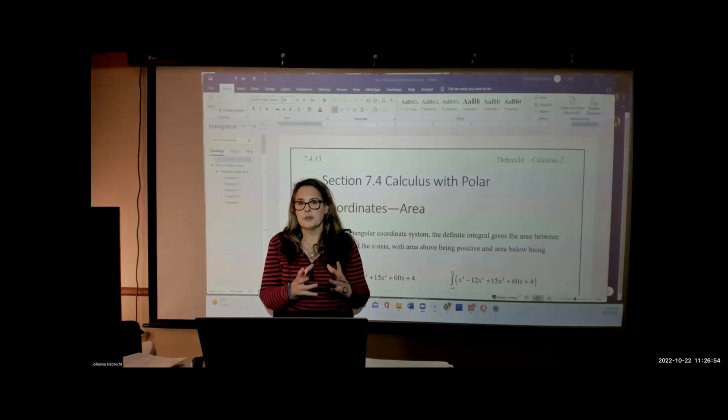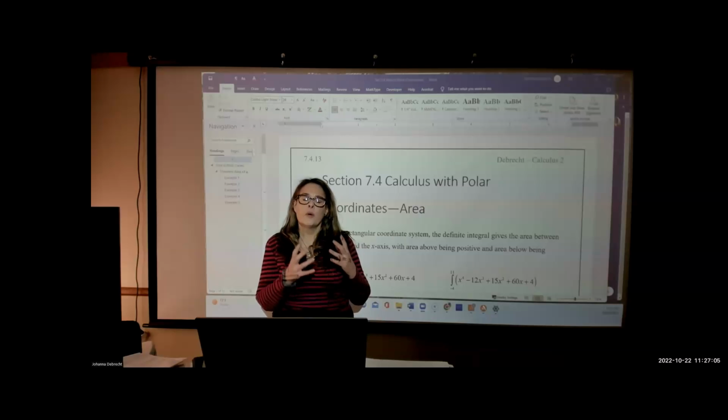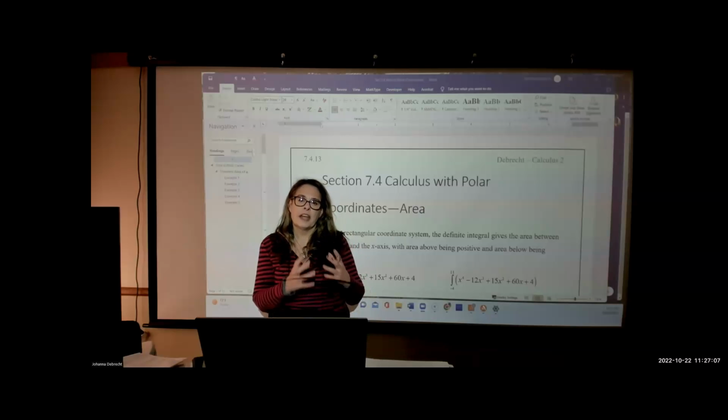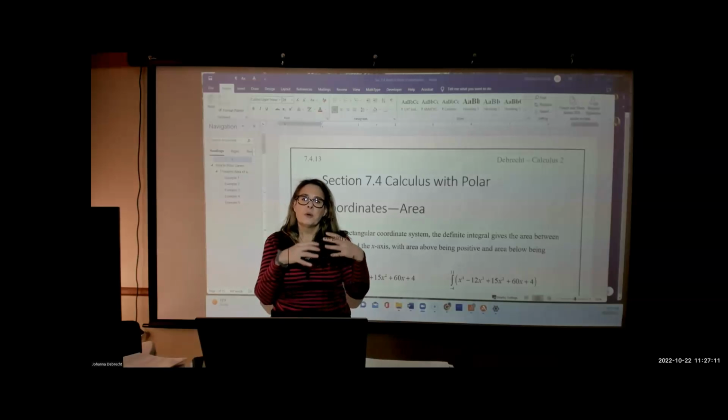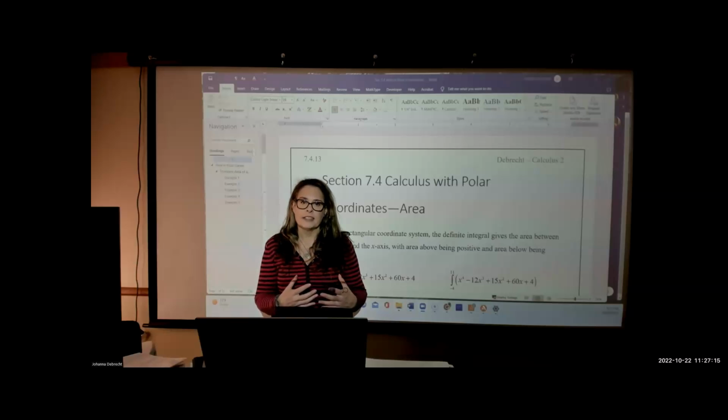We want to be able to do the same thing with polar curves. But with polar curves, we're not going to be talking about the area between the curve and the polar axis. That doesn't quite have the same meaning. What we want instead is to talk about the area contained inside of the polar curve. So in that sense, we're going to need a different shape. We're not going to be using rectangles.